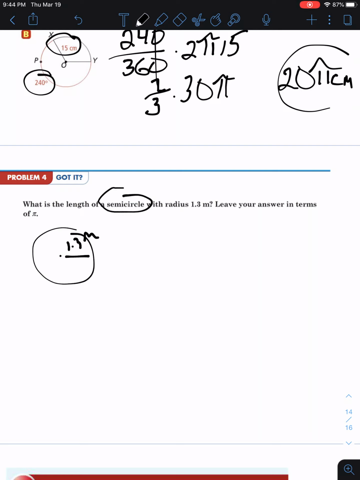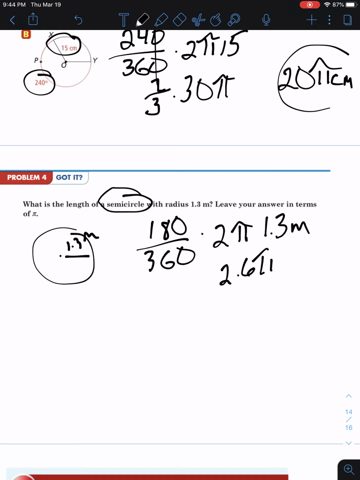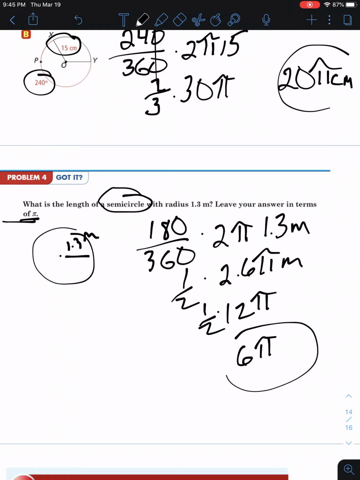Well, what is a semicircle? It's half a circle, right? So it's 180 degrees over the 360 if we're following our formula. The degrees will cancel. Times 2 pi times 1.3 meters, which is 2.6 pi meters times, well, that's a half. 2 times 6 is 12 pi. And what's half times 12 pi? That would be 6 pi. And it said again to leave your answer in terms of pi, so 6 pi meters is my answer there.